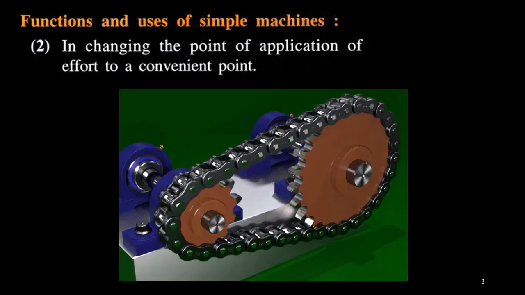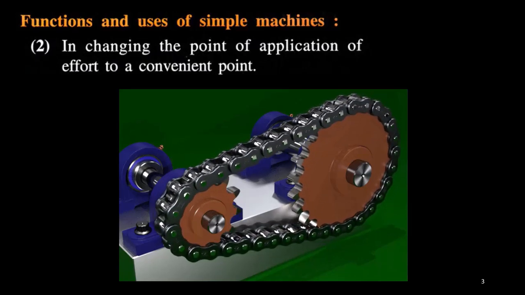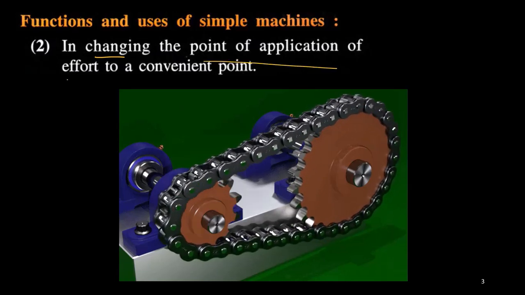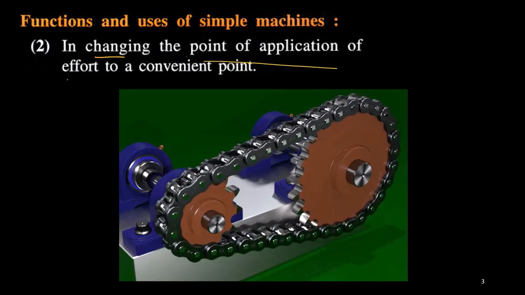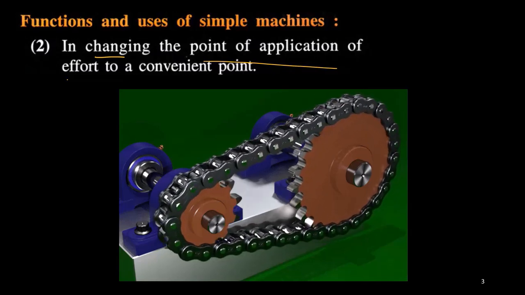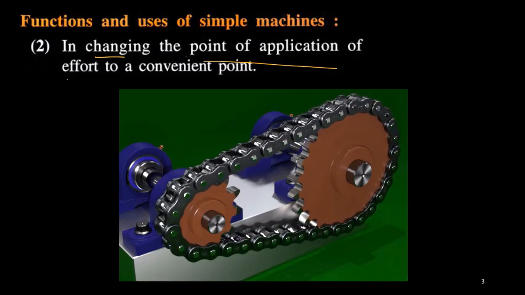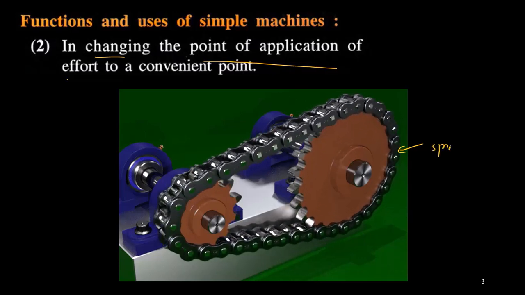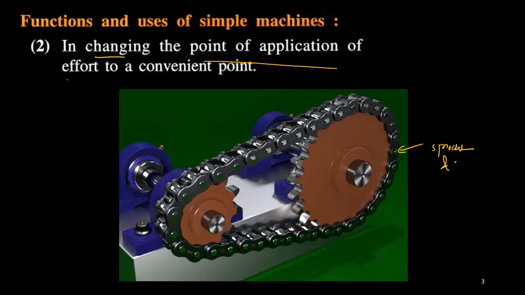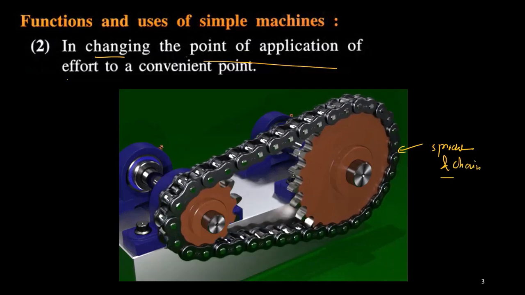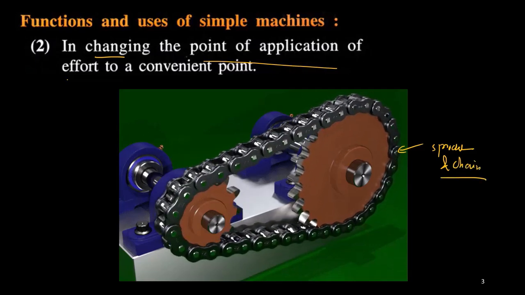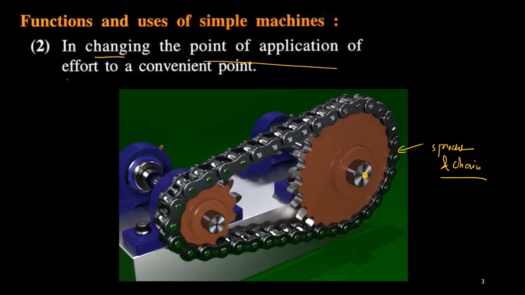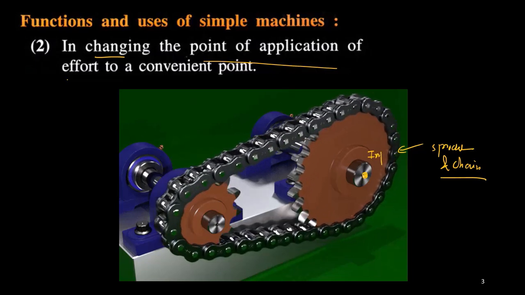Now the second application may be changing the direction or point of application of the effort to a convenient one. Let us say here this is a chain and sprocket mechanism, sprocket and chain. With this machine, what I am doing is applying a force, or input of force. Let us say at this point I am giving the input. Here the input of force is given.